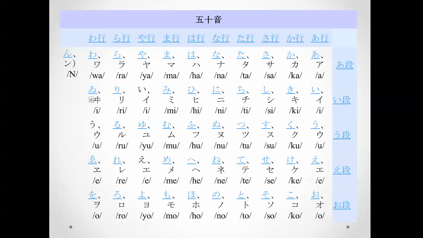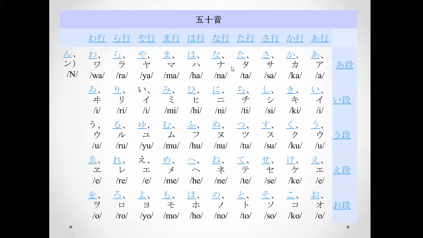Same chart, same idea. We've got the agyo, the kagyo, the sagyo, the adan, the idan, etc. But now you'll notice that there's a few differences. That chi is now written with a ti and not a chi. Shi is written si, not shi. Tsu is written tu, not tsu.